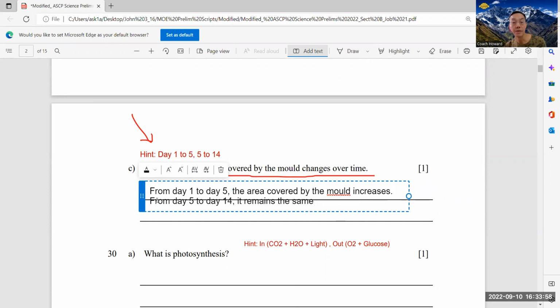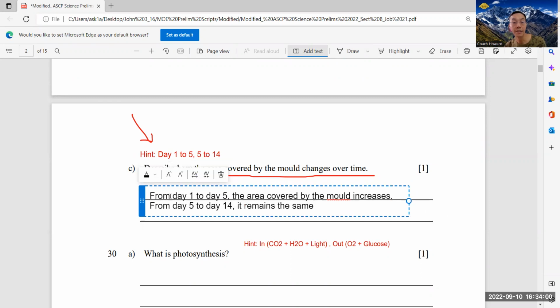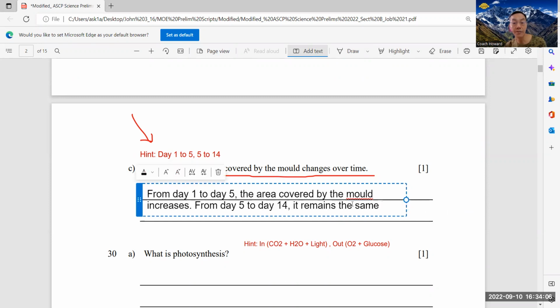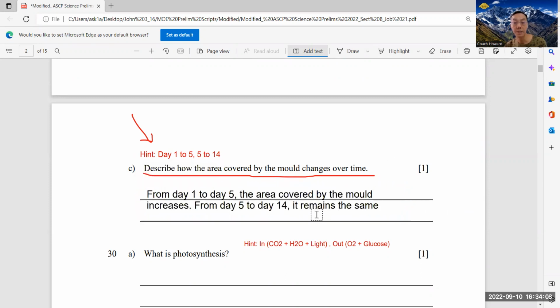Okay. From day 1 to day 5, the area covered by the mold increases. From day 5 to day 14, the area covered by the mold remains the same. Okay, next question, what is photosynthesis?